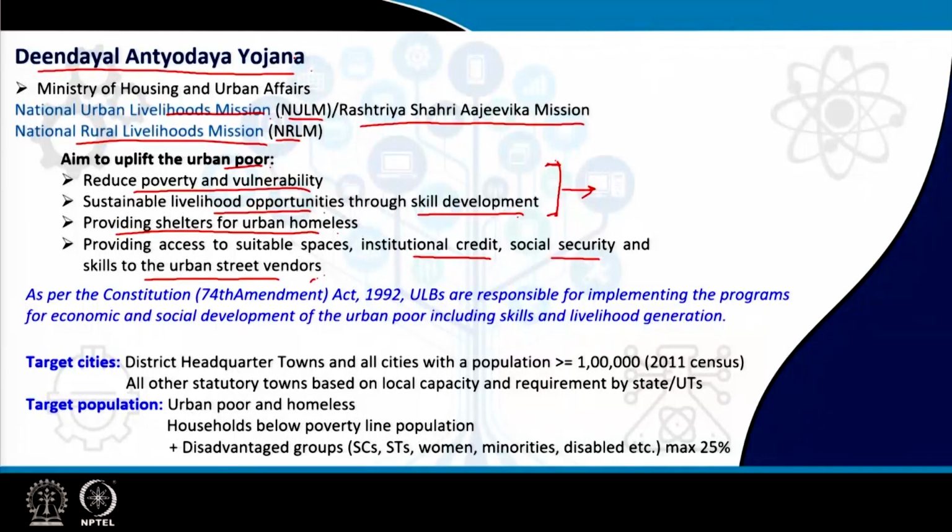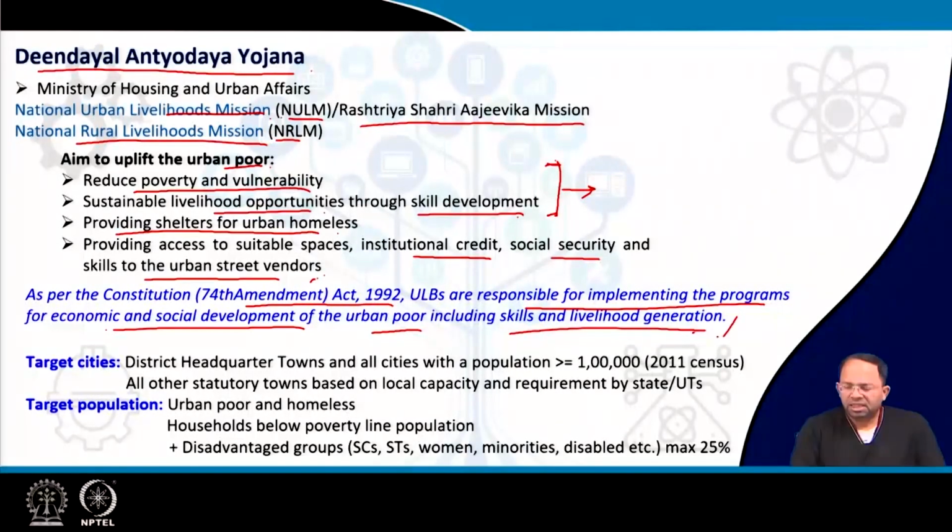So as per the 74th Amendment Act, as we have discussed earlier, the ULBs are responsible for implementing the programs for economic and social development of the urban poor, including skills and livelihood generation. So obviously, this program has to be run at the ULB level eventually. The target cities for this particular program are district and town headquarters, and all cities with population greater than 1 lakh. Whereas state governments and union territories can decide on other statutory towns based on local capacity and requirement. So the state can also decide on towns with lesser population.